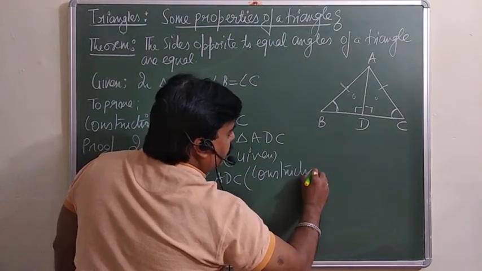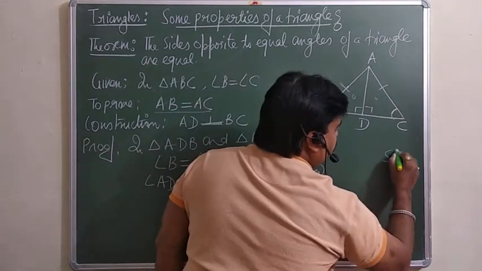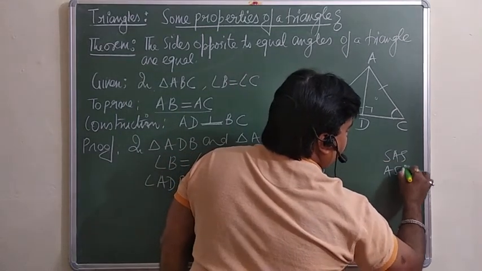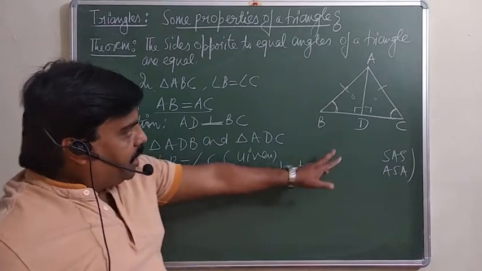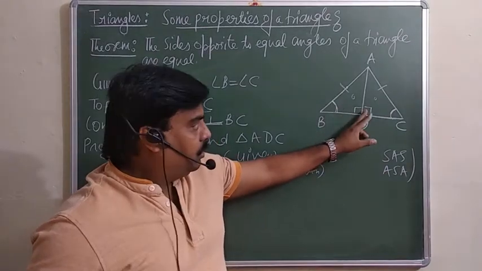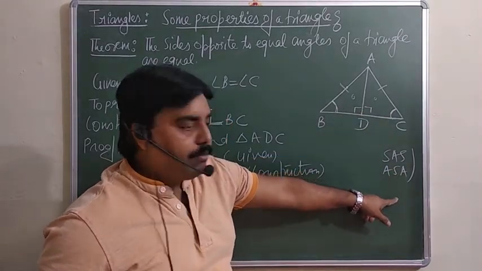In a construction. Now the question is there. We are supposed to make these two triangles congruent by any one of the rules. But here, what is there? Two angles are equal. Two angles are equal. But the included side must be equal.